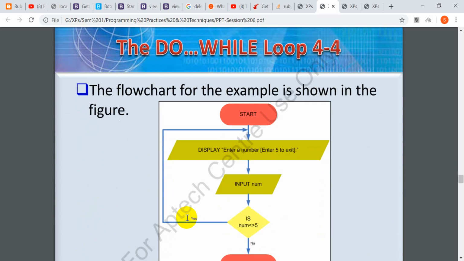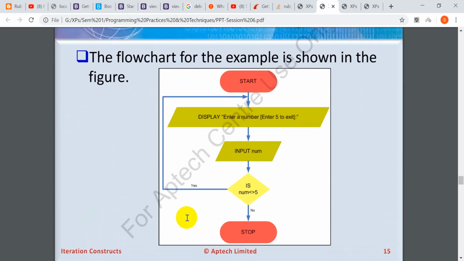So this is a flowchart for it. We start, display enter number 5 to exit, then input number. Is number not equals to 5? Yes, number is not equals to 5. Then continue to display enter number. Is number not equals to 5? No, it's equals to 5. Pam, stop the program. Is number not equals to 5? Yes, it's not equals to 5.